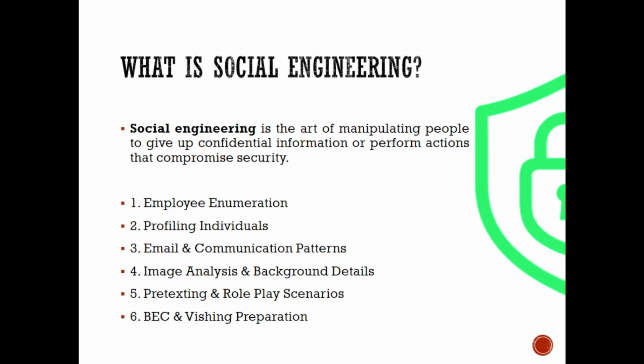4. Image analysis and background details. Look at images posted online: whiteboards and backgrounds, access badges, Wi-Fi names or QR codes, file names, screenshots. Desk layout could lead to physical attack vectors. Even a birthday cake with a name on it is a clue.